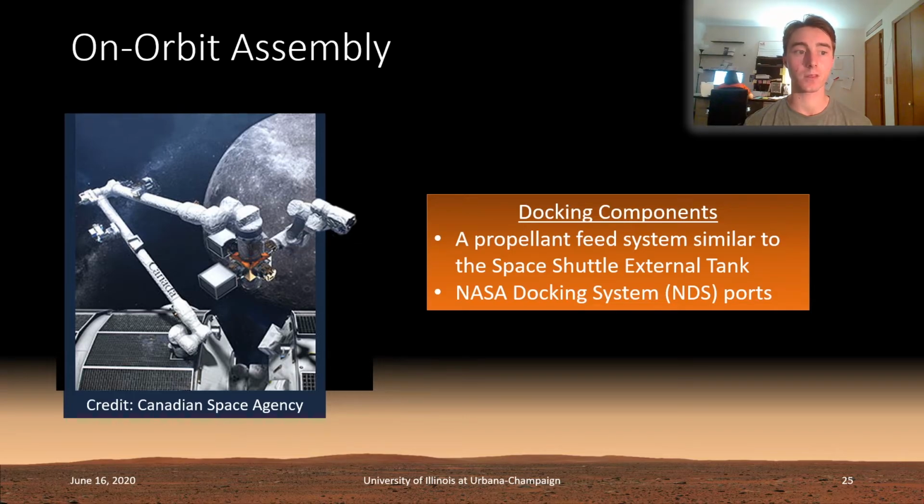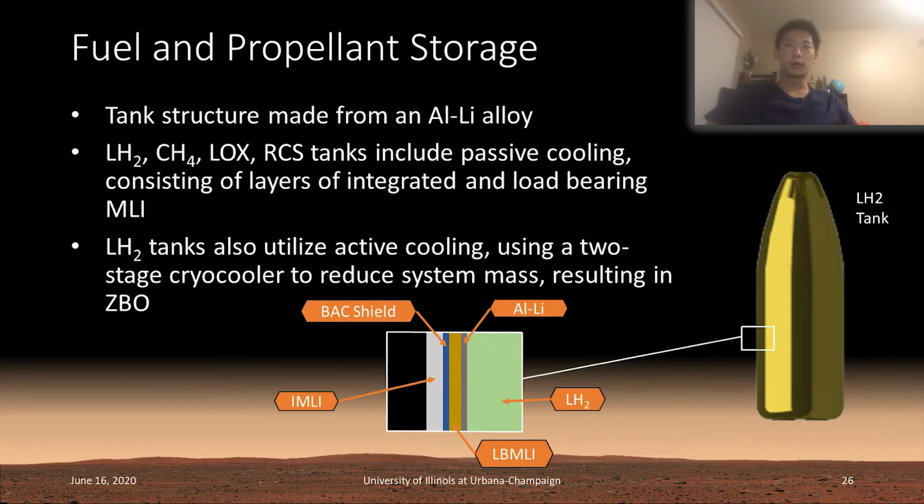Fuel tanks are connected together via a propellant feed system derived from the system used on the Space Shuttle external tank. This allows the tanks to connect together at the beginning of the mission and detach when needed during the mission. Other elements utilize NASA docking system ports to dock with other vehicles. Using a common docking port among the vehicles allows for the various mission elements to move between vehicles without needing to worry about compatibility. All fuel and propellant, including liquid hydrogen, liquid methane, liquid oxygen, and RCS, are stored in tanks made from aluminum lithium alloy 2198 due to its high strength and relatively low density.